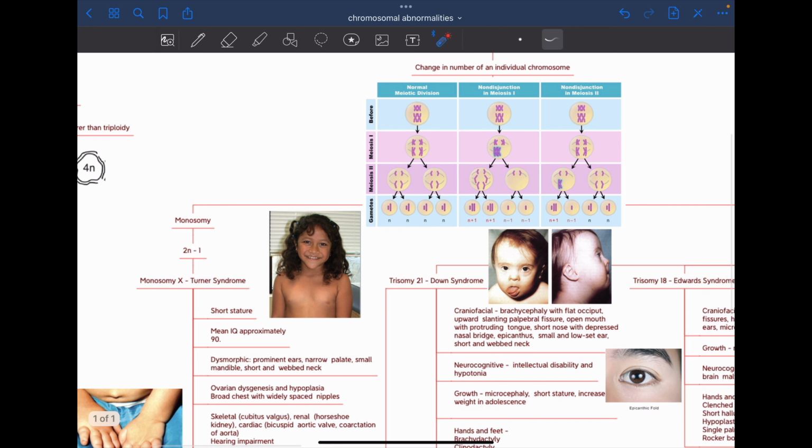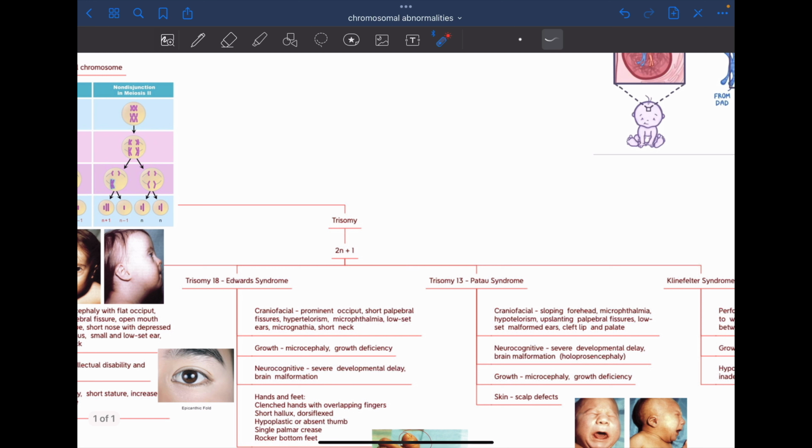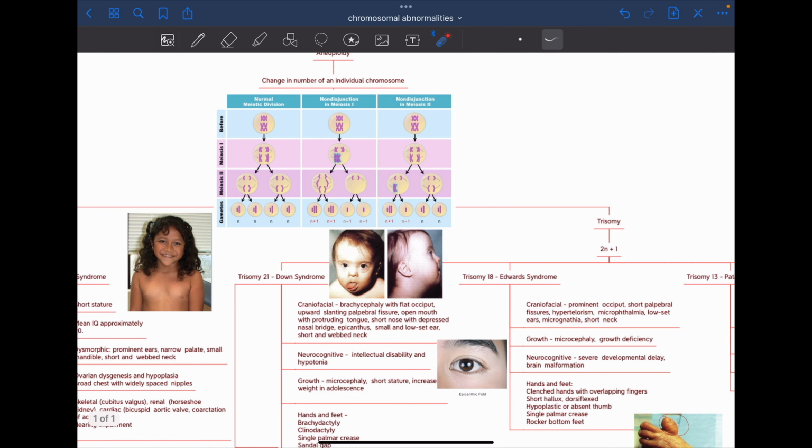Monosomy is when we have 2n minus 1. So 2n is the normal 46 chromosomes. Minus 1 means we have 45 chromosomes in the case of monosomy. On the other hand, trisomy, or 2n plus 1, is when one of the chromosomes, instead of being a pair, is a triple, so there are 3 chromosomes. And this results in 47 chromosomes instead of 46. So this is the difference between trisomy and monosomy, both of them falling under aneuploidy.